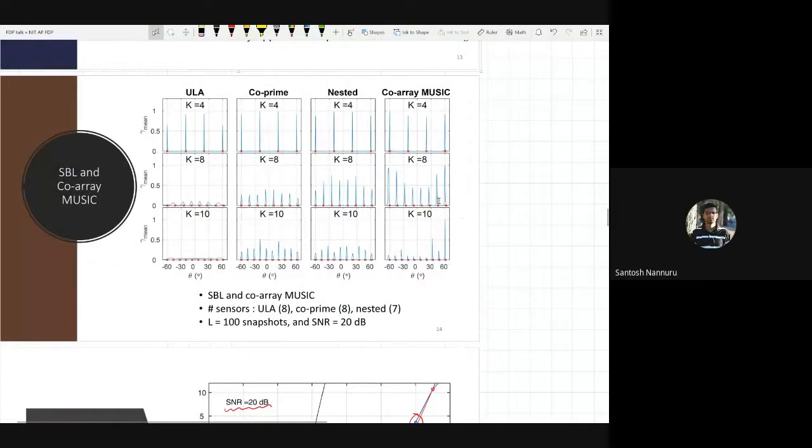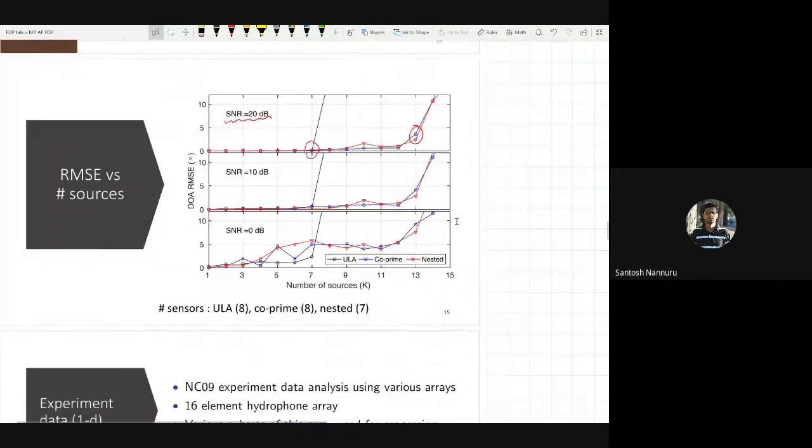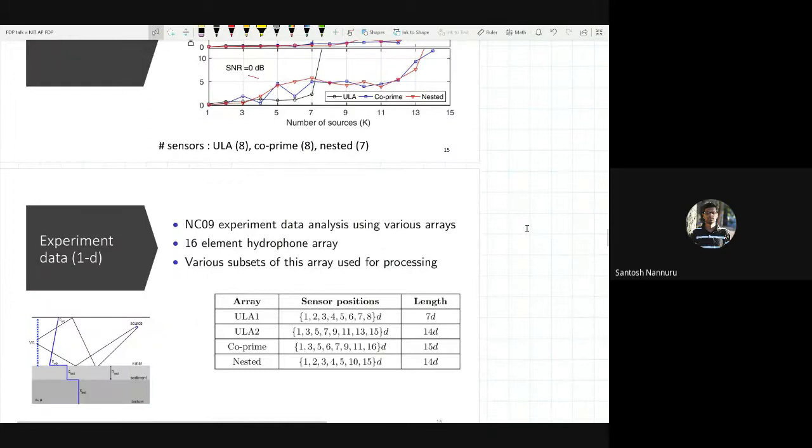Then this was SBL compared to MUSIC, and as you can see, I can find up to 13 sources, even 14 is okay. So you can find many more sources basically. That's the idea, even though my physical array is not so big. Of course, it will suffer with SNR. That is bound to happen. Lower SNR will degrade the error performance. It's 20 dB, this is 10, and this is 0 dB. Right?